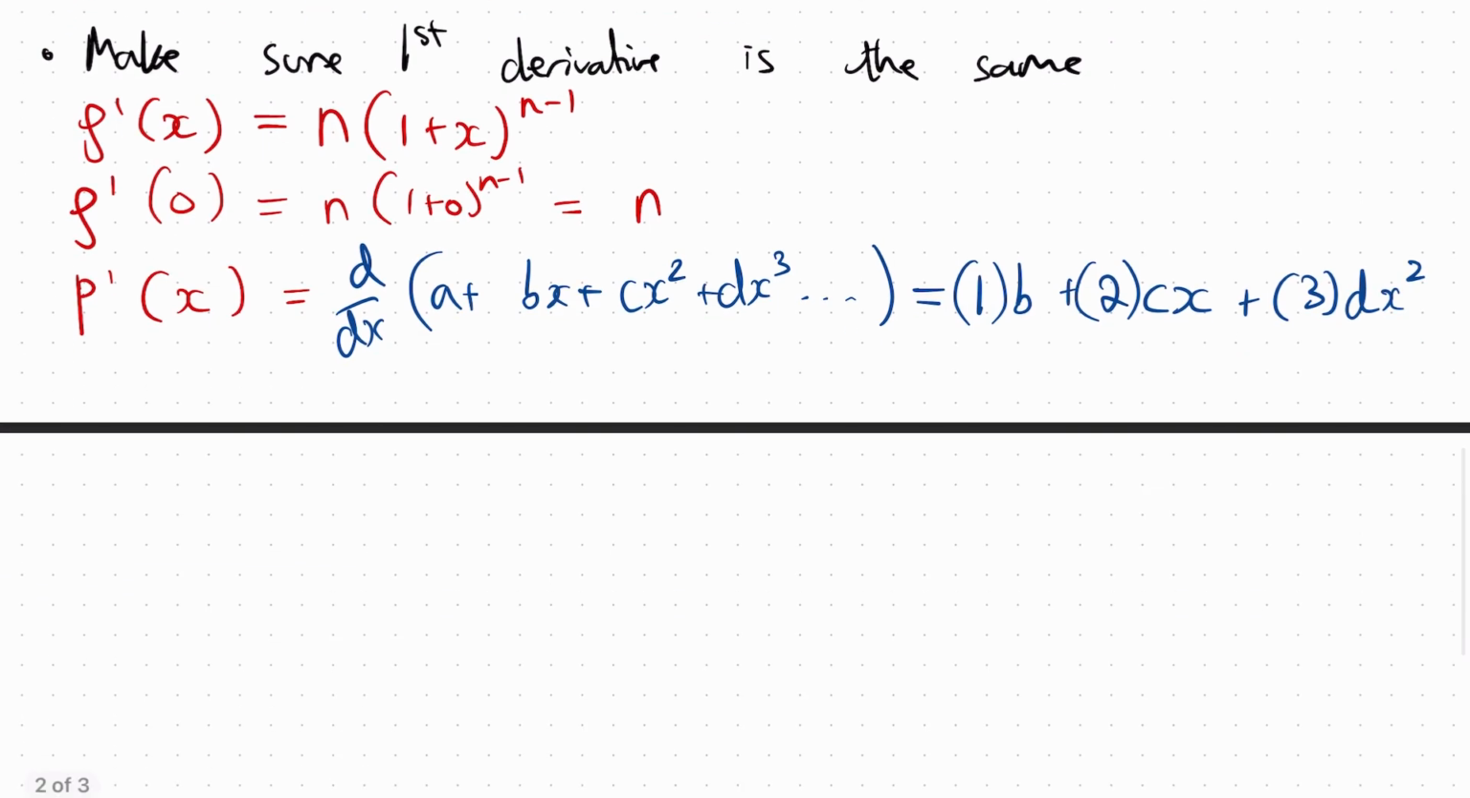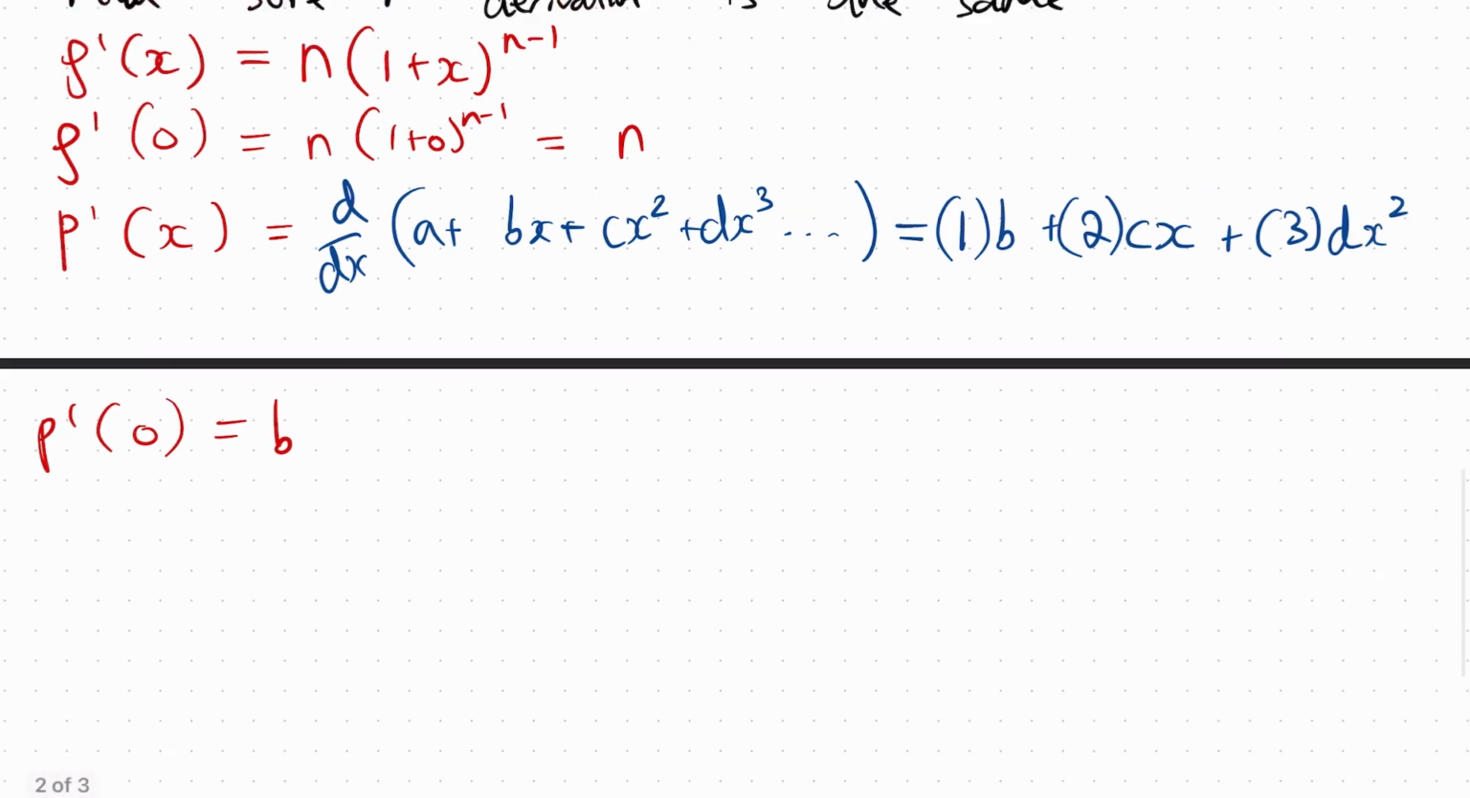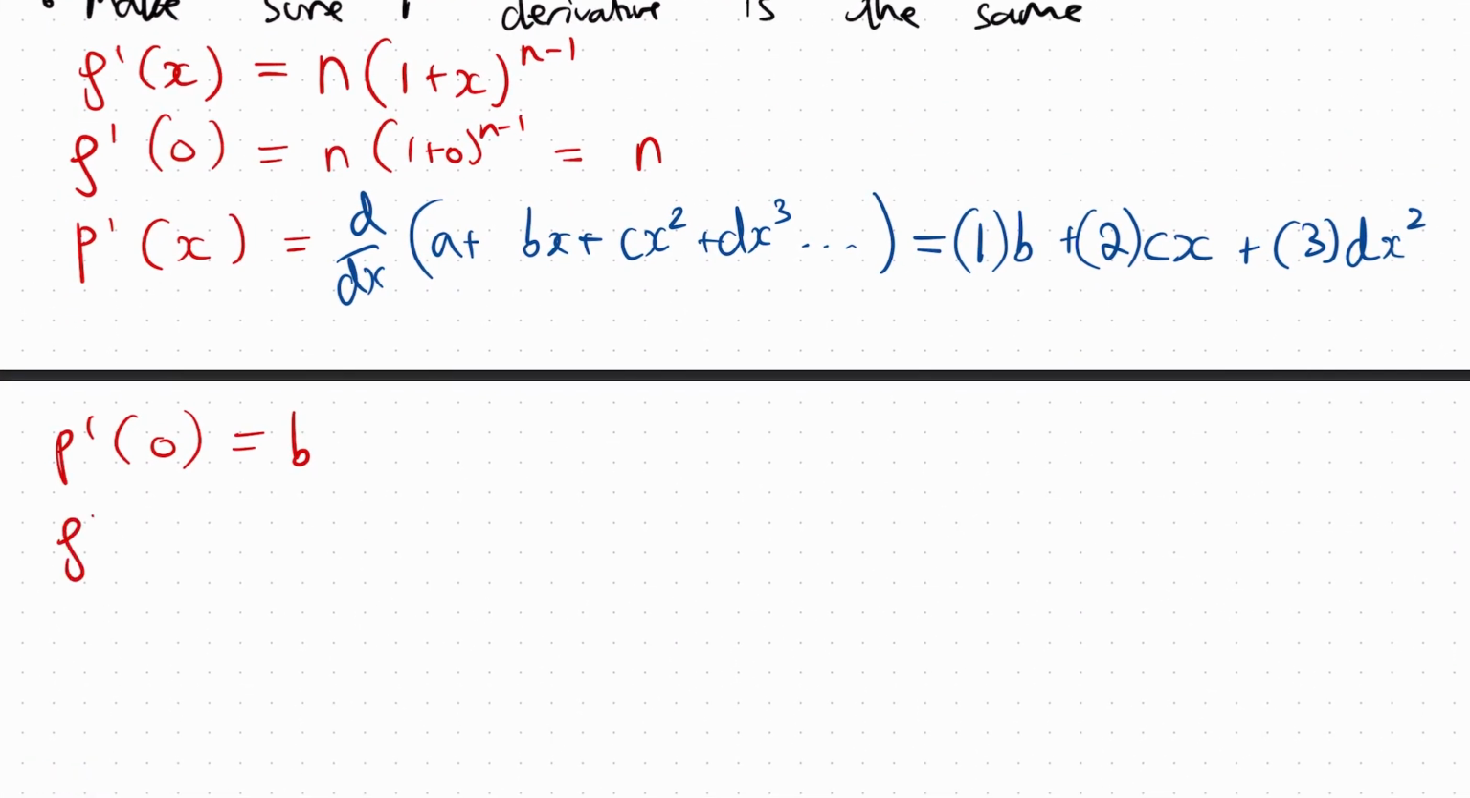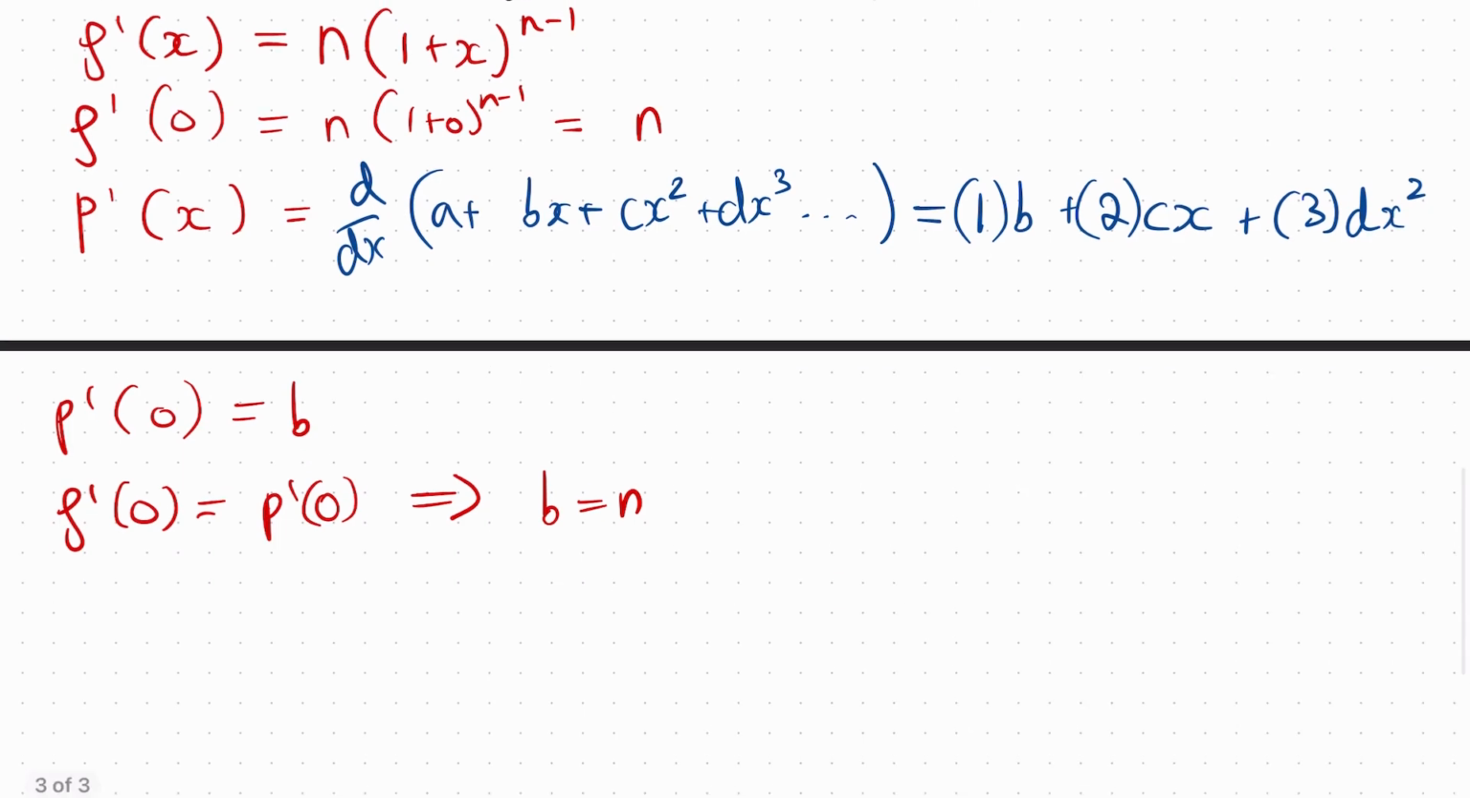And now finally we can evaluate this at 0. When we plug 0 into all of this, you can see this is going to go to 0, this is going to go to 0. So the only thing we're going to have left is this 1b term. So we can say p dash of 0 is going to be b. And remember that we want to match them. So we want f dash of 0 to be equal to p dash of 0. So therefore, b is equal to n. Nice and easy, just like that. So there's that.